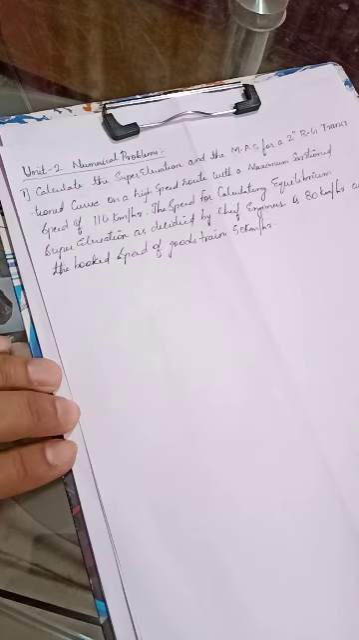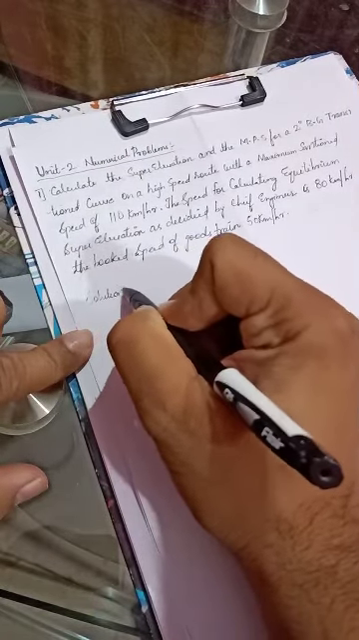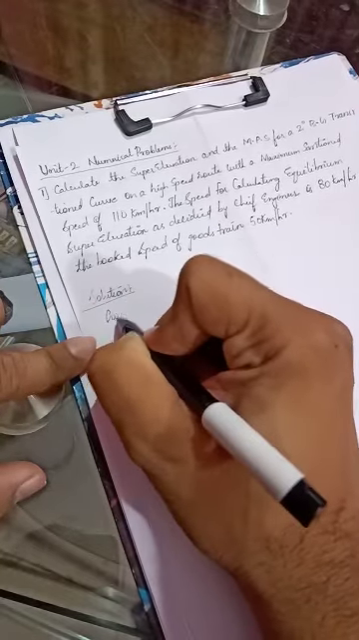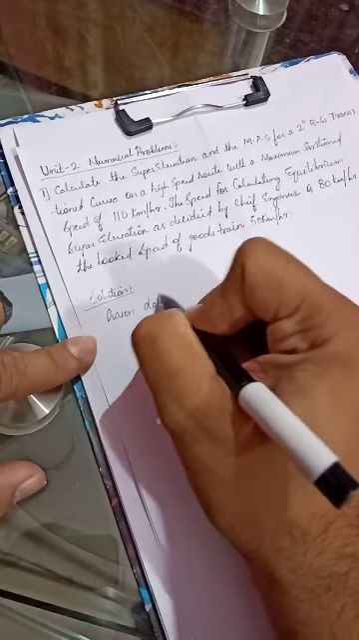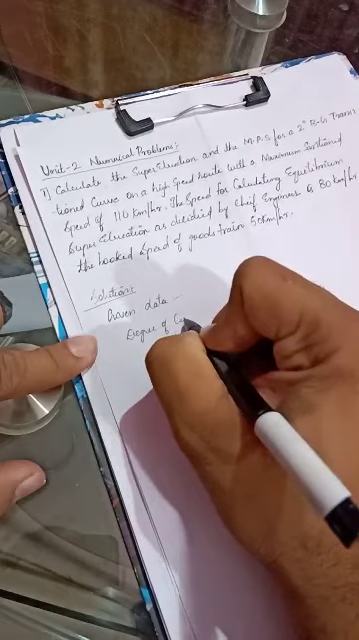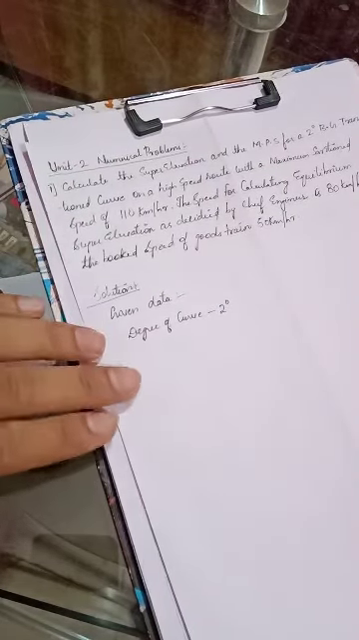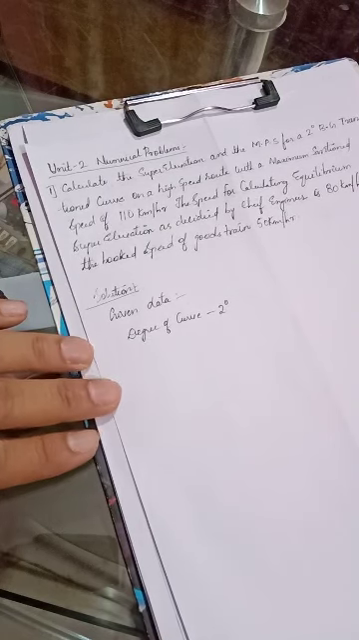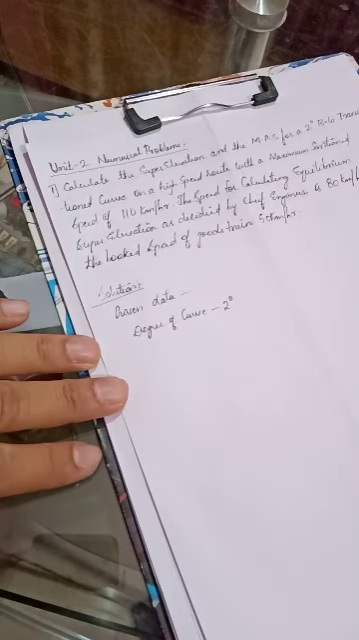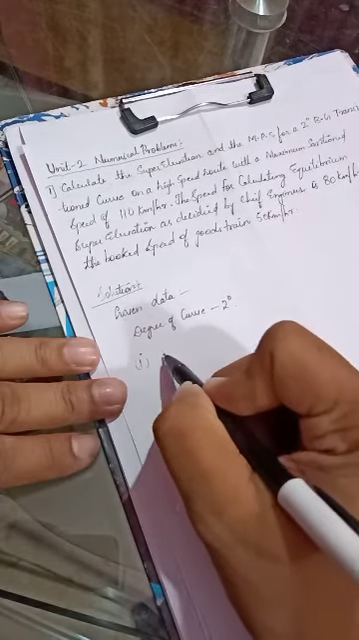Okay, so first of all let us write what is the data given. Solution: given data, degree of curve, 2 degree. We need to find out radius. Okay, so first step is nothing but calculation of radius from degree of curve. The first step is calculation of radius.